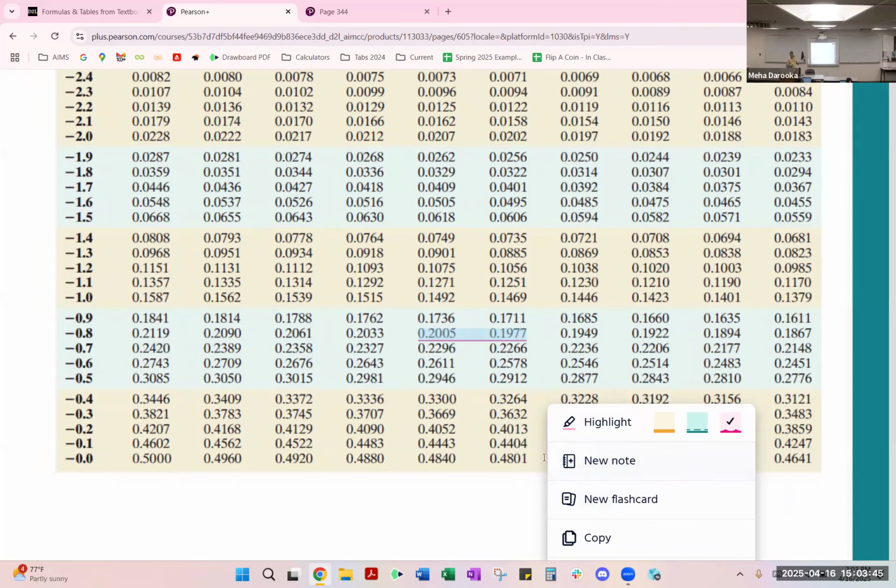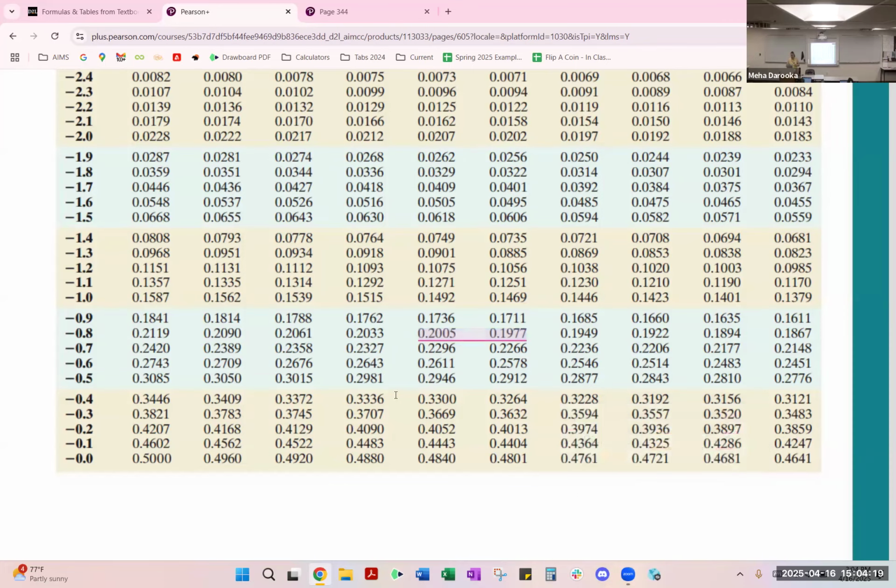So you can kind of see the two numbers we are interested in are 0.2005 and 0.1977. Now, think about 2000 and think which number is closer to 2000. Is 1977 closer to 2000 or is 2005 closer to 2000? 2005. So that's the value you are going to use to find your z-score. We're looking for 2005.